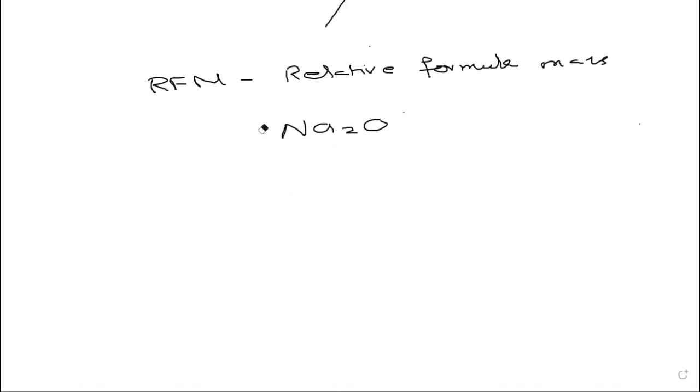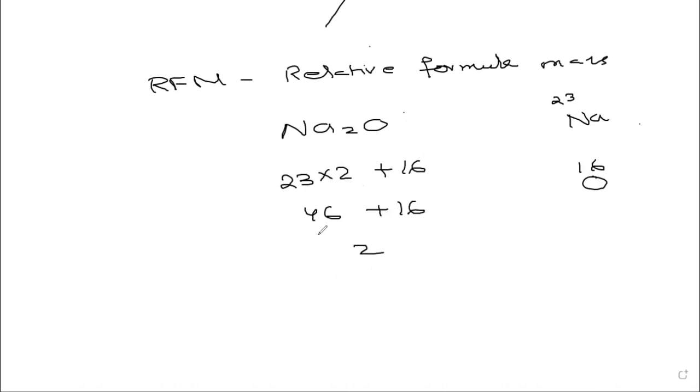So how will we do that? Let me show you this example. If you look at the periodic table, on the head of sodium it is written 23, and on oxygen it is written 16. So 23, but how many sodium after crisscrossing? 2. So multiplied by 2, plus how many oxygen? Only one oxygen. What is the atomic mass? 16. So 46 plus 16 is 62. The RFM, the relative formula mass of sodium oxide, is 62. All right, this is the easiest one.